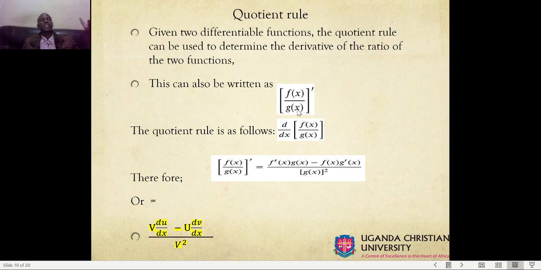Like earlier we said, the first part is u, the second one is v. So the rule is saying that we are going to get the second function, or the denominator, times the derivative of the numerator, the one which is up, minus the numerator times the derivative of the denominator, divided by the denominator squared.